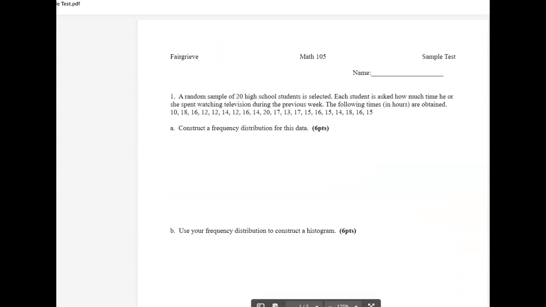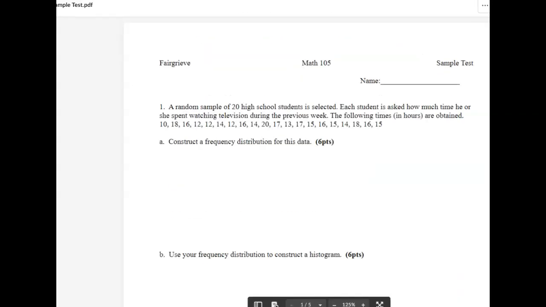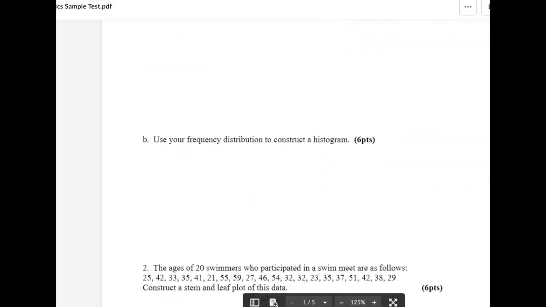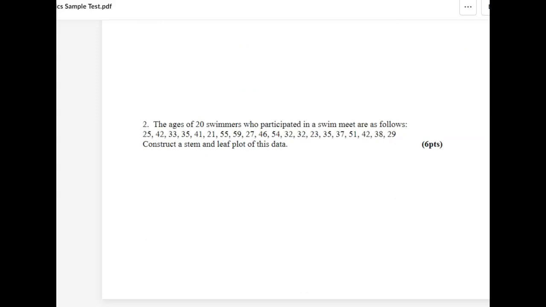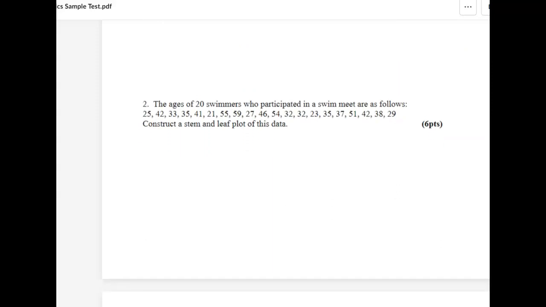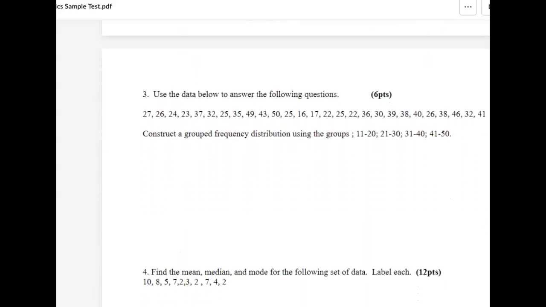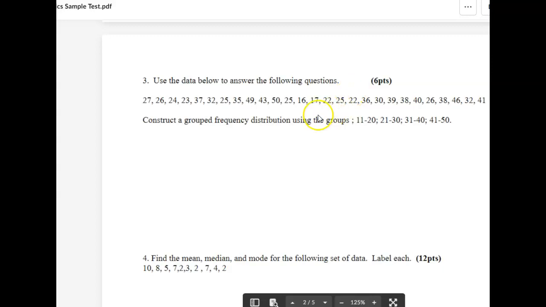So as you go into your sample test, you're going to see here that you're asked to do a frequency distribution. So you're given a set of data here, asked to do a frequency distribution. Much like we did in 12.1, you're asked to do a histogram. Okay, you're asked to do a stem and leaf plot for a set of data, so remember how to do that. Then we're given a set of data and asked to do a group distribution for that set of data.